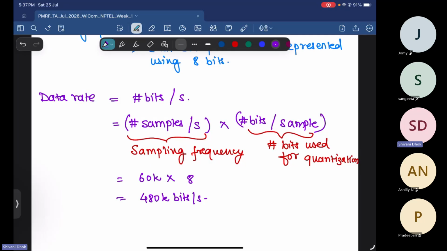Is this okay? Any questions at any of these steps? Any doubts in what you mean by quantization, sampling, data rate? What exactly is happening in this business? Please feel free to ask.